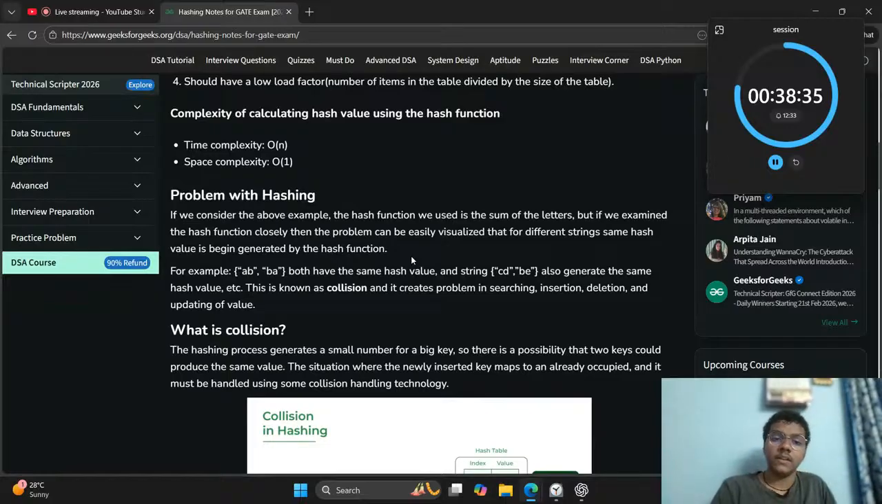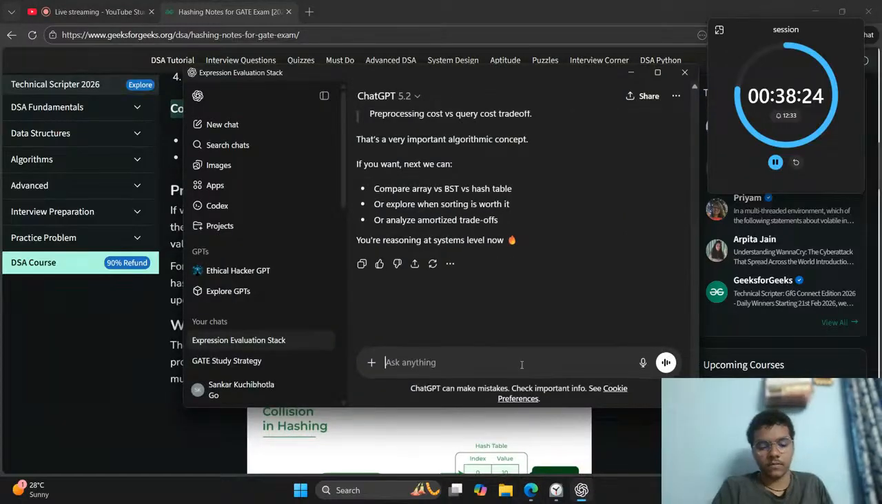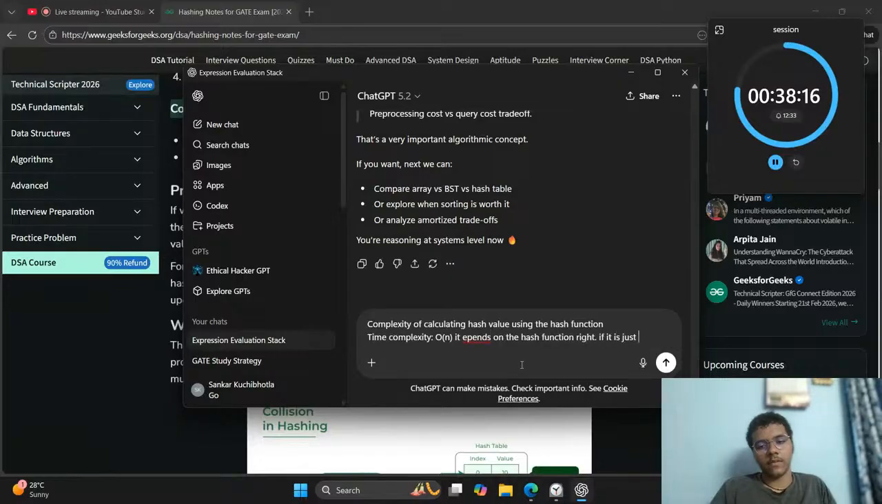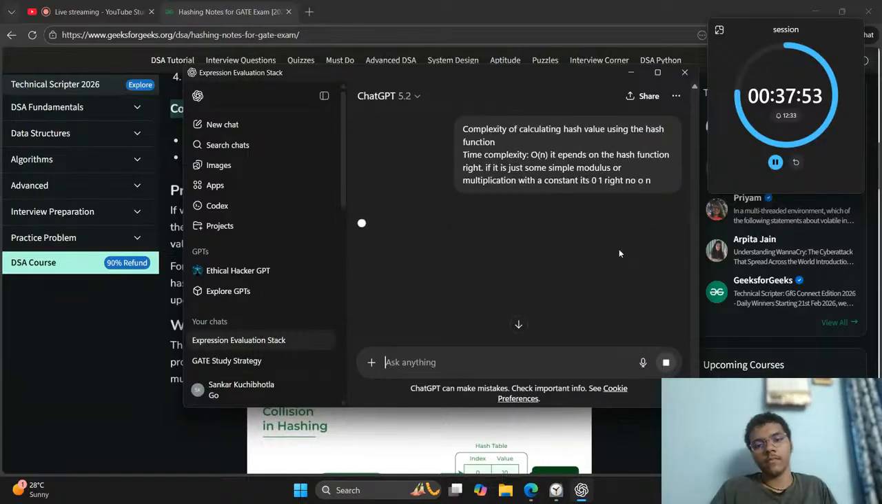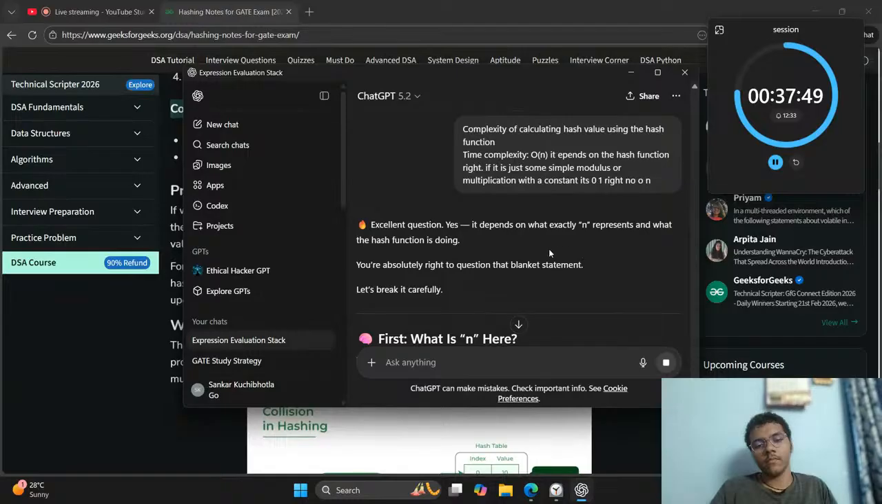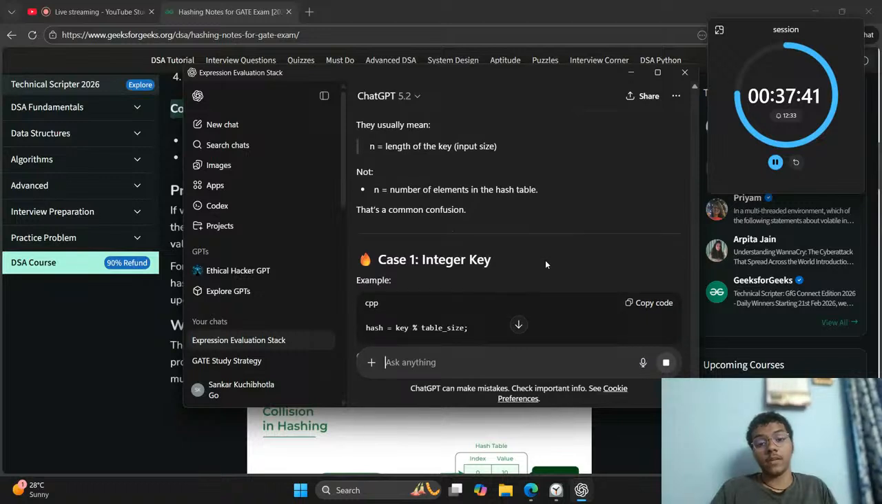Time complexity is often, it depends on the format, simple modulus version, the length of the key.